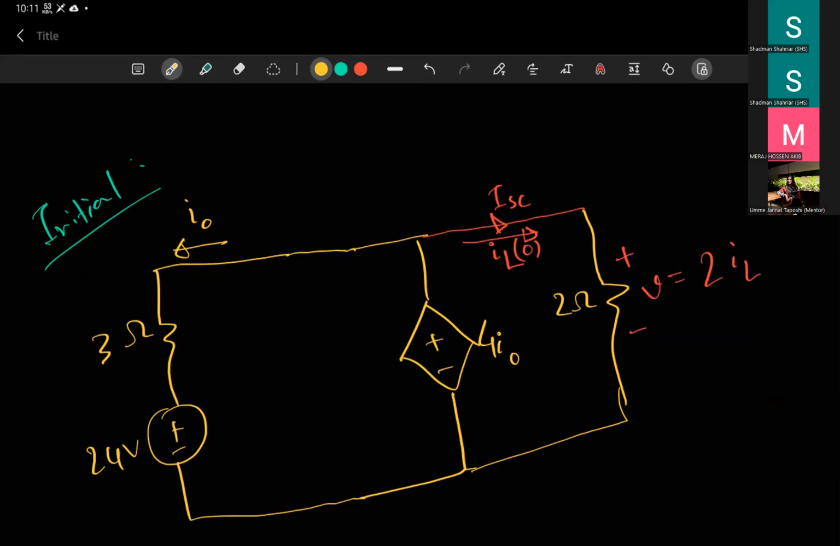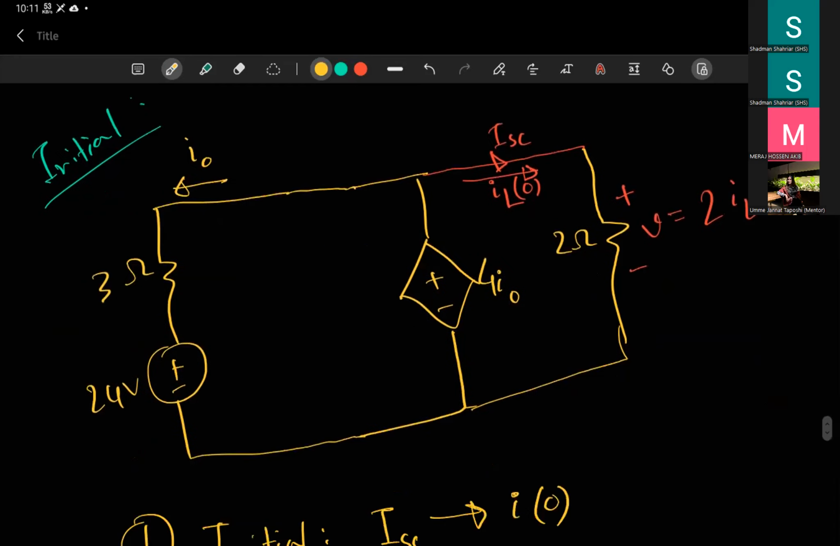Okay, so you have to find this ISC current, and in order to find that current we can do mesh analysis. Okay, let me quickly finish. We still have to do AC analysis.